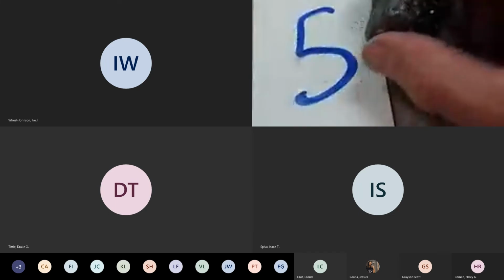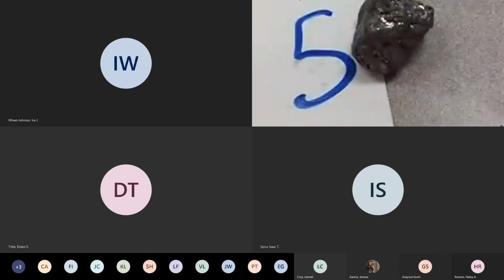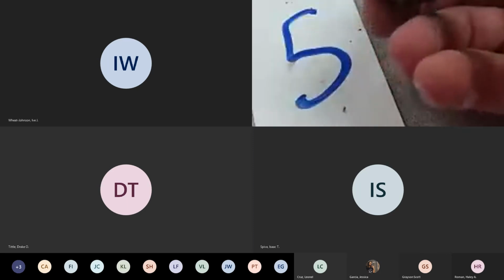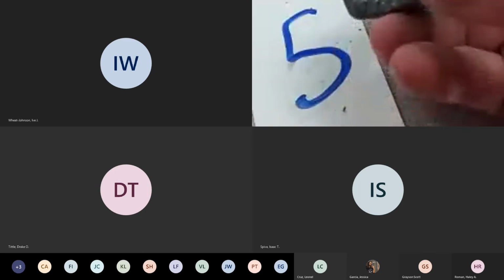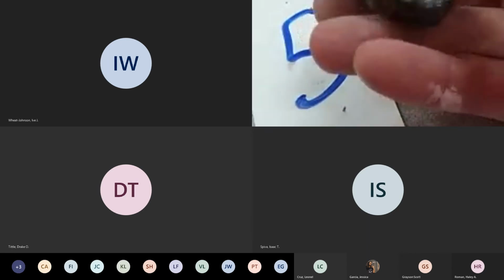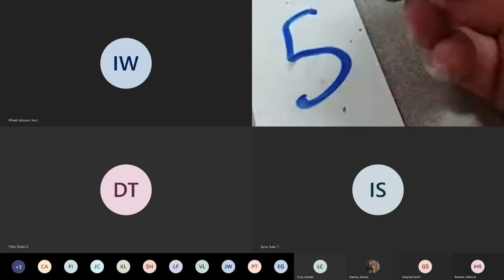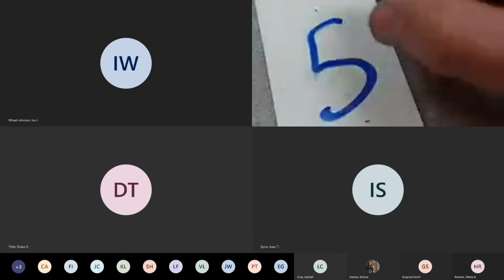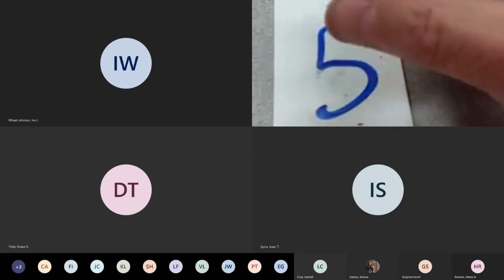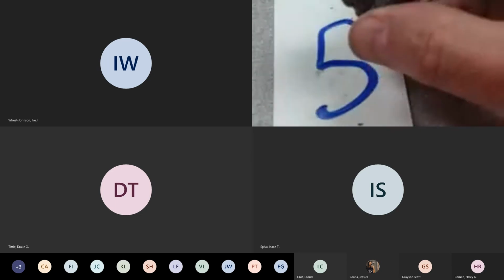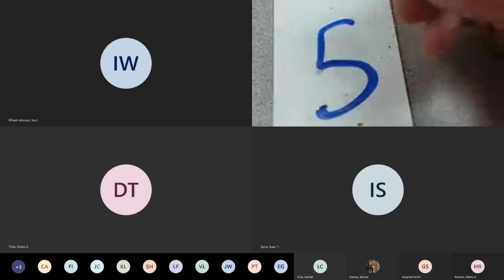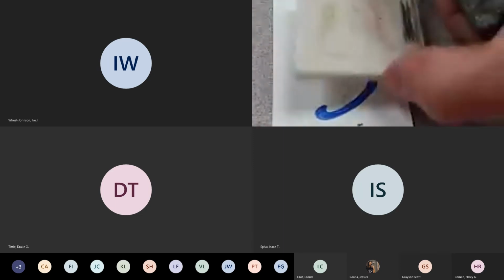Here's sample 5. Can we get close up with it? Sample 5, luster, metallic or non-metallic? Sample 5, color. Sample 5, streak.